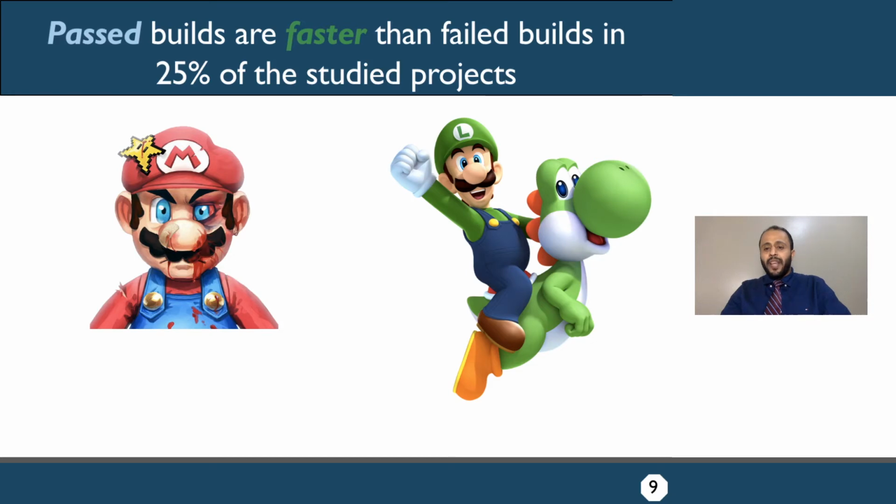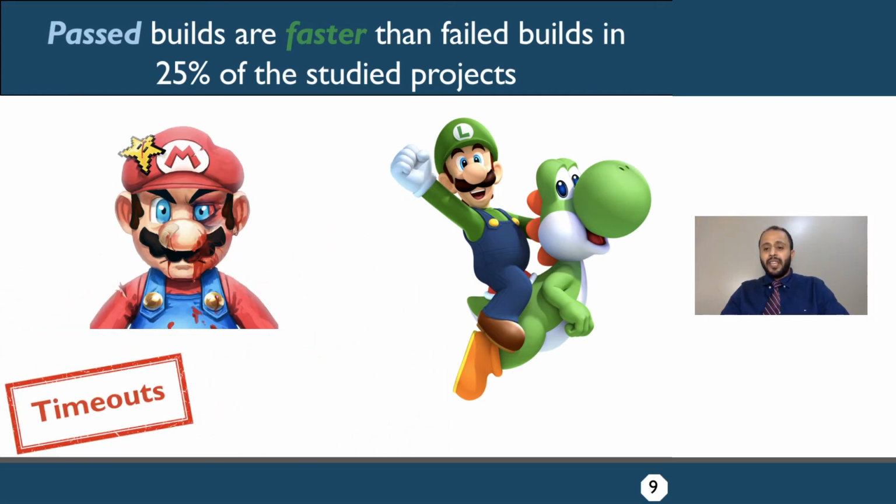We also found that passed builds, which actually complete all the build phases, may run faster than failed builds in 25% of the projects. After investigating that, we observed that tests that exceed the time limit and re-executing failed commands multiple times are the causes of this.